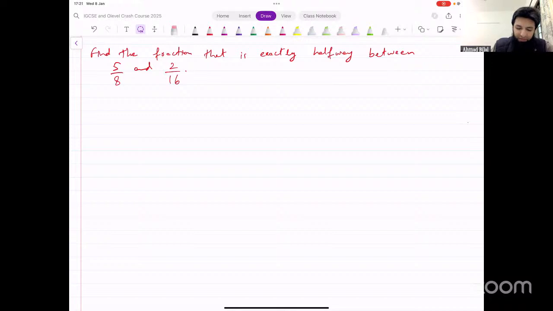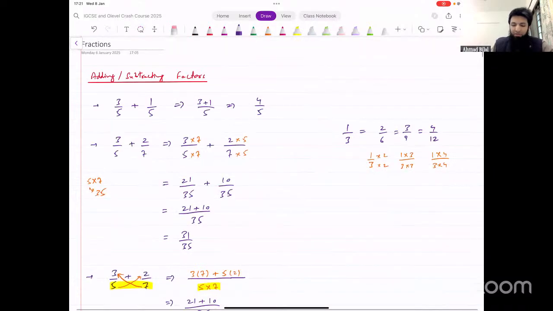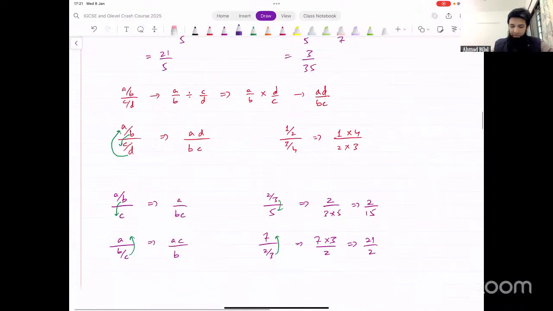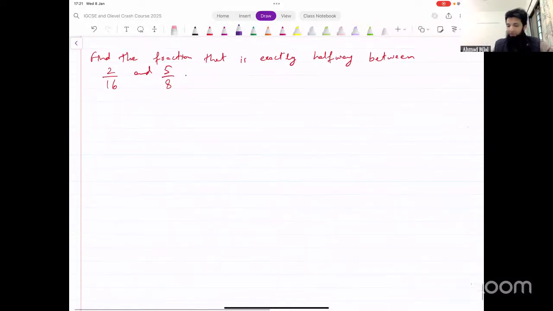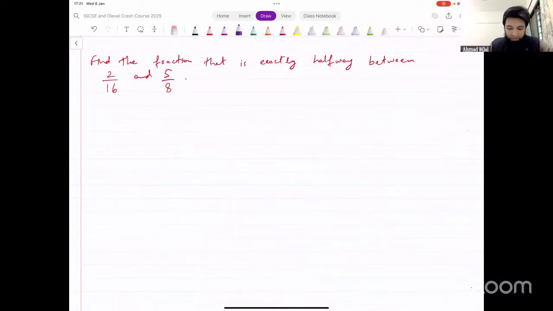Mostly when they give such questions, they write the smaller number first and the larger number second, although that does not make any difference. But let's do it that way, because that's what they generally do. The process remains the same, but just so it's in the same format, we write it this way. Okay, find a fraction that's exactly halfway between these two numbers.